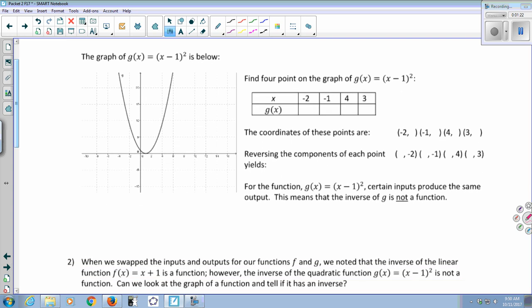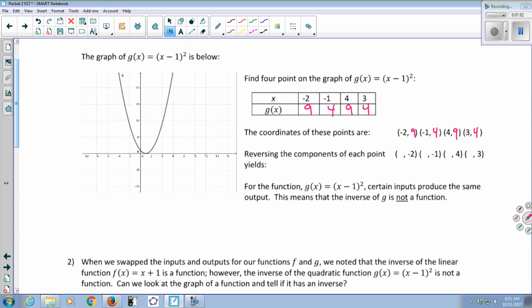g of x equals x minus 1 squared. Plug a few points in here. So -2 minus 1 is -3, and when you square that, you get 9. -1 minus 1 is -2, and when you square that, you get 4. And 4 minus 1 is 3, and when you square that, you get 9. And 3 minus 1 is 2, and when you square that, you get 4. So those points are (-2, 9), (-1, 4), (4, 9), and (3, 4).